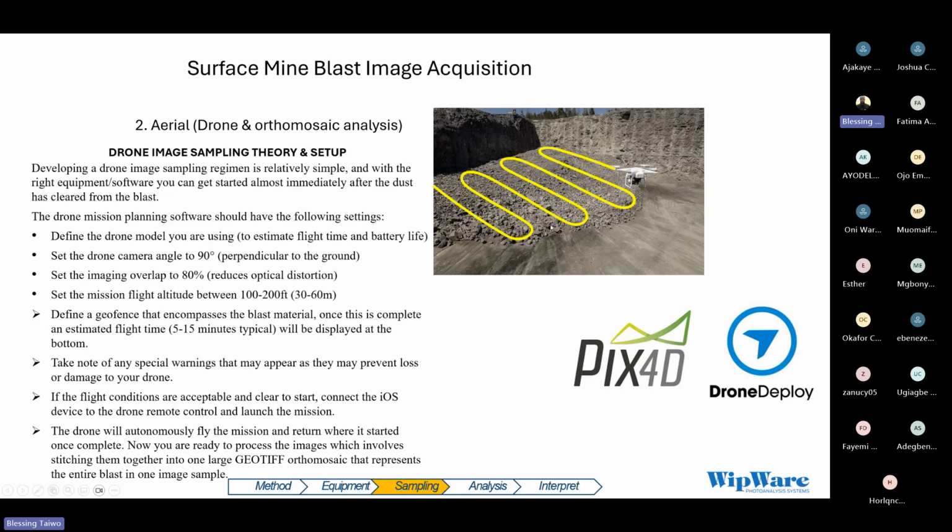So what that is explaining is that when you are designing the flight pattern, as you can see this yellow grid line, is when you are telling the drone where to fly through. So you don't want to design the grid line maybe including ground where there's no material. So the flight geofence must just cover the material you are about to analyze only. Then you want to take note of any special warning that may appear when you are trying to design that.